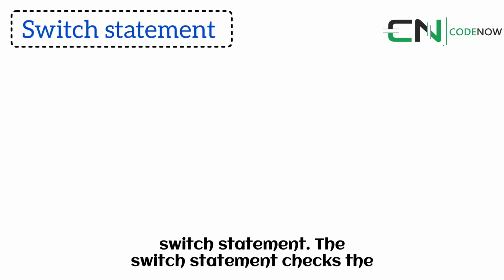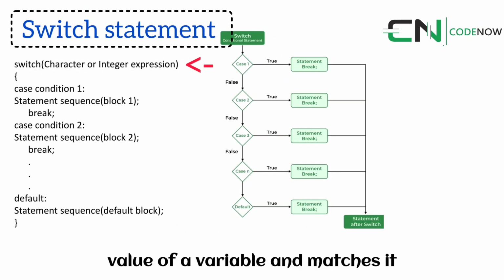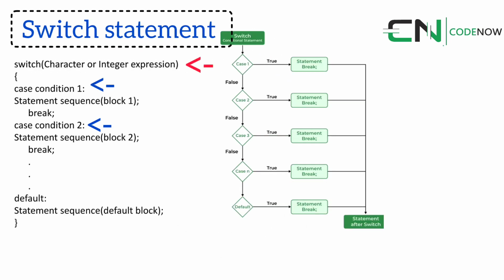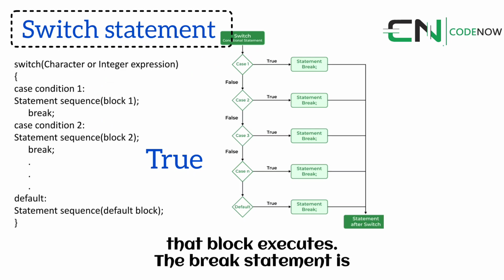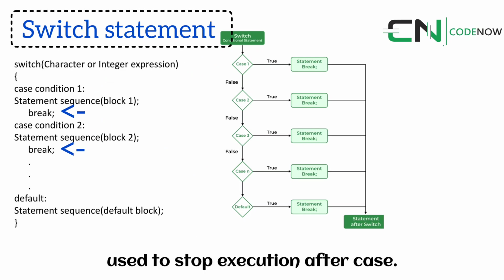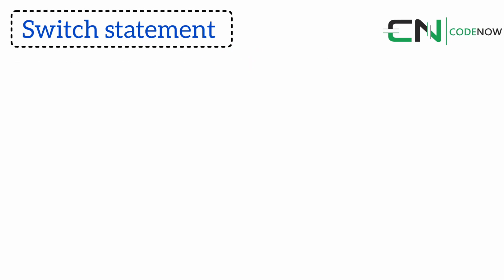Next, let us understand the switch statement. The switch statement checks the value of a variable and matches it with different cases. When a match is found, that block executes. The break statement is used to stop execution after a case.